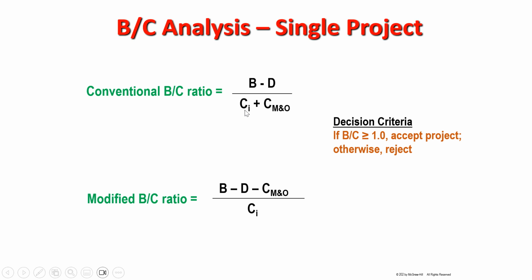There's also what's called a modified benefit cost ratio, where the maintenance and operation costs are put into the numerator rather than the denominator. It's just another way, philosophically, of looking at the projects, which is to say that you want on an annual basis the benefits to exceed the annual maintenance and operation costs as well. So it seems simple, but a lot of problems can be avoided if you analyze things this way.